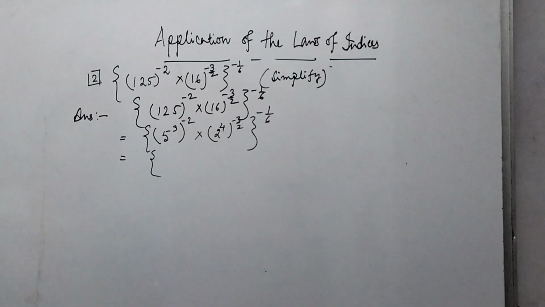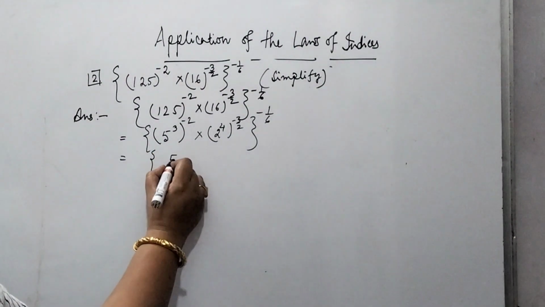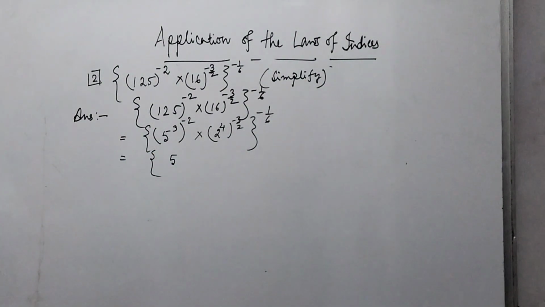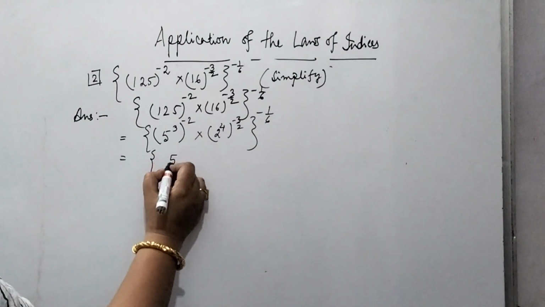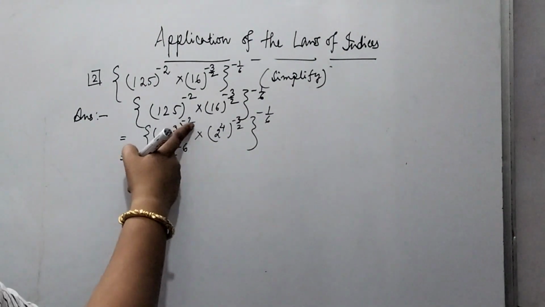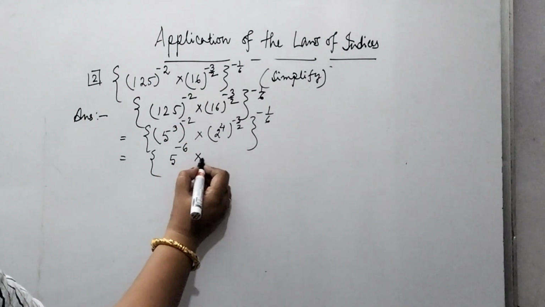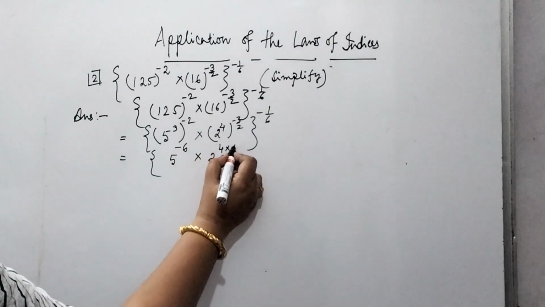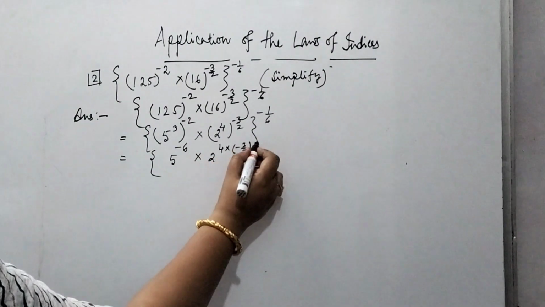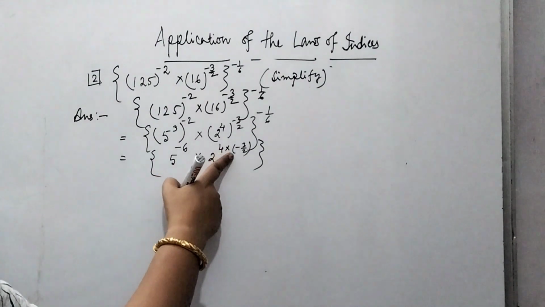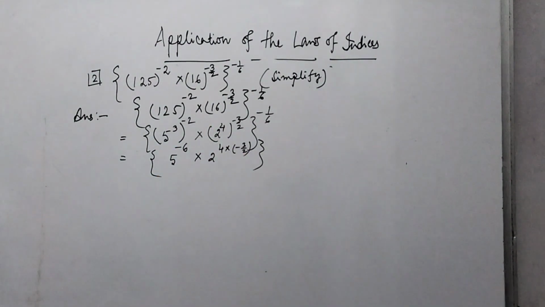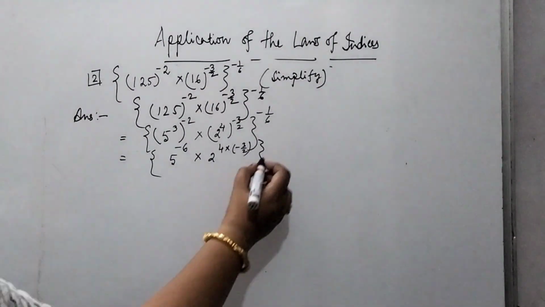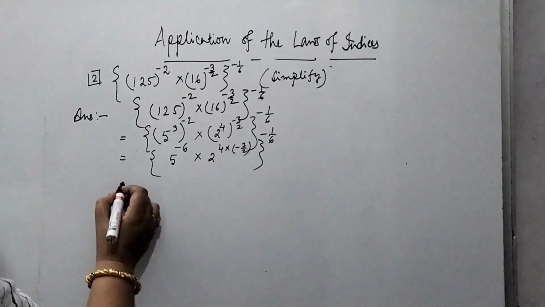Obviously, I know you all have got it, that we have to just use the law a to the power m whole to the power n equals a to the power mn. So here 5 to the power 3 whole to the power minus 2 can be represented as 5 to the power minus 6, 3 into minus 2. And here also 2 to the power 4 into minus 3 by 2. Here also we get 2 to the power 4 into minus 3 by 2. The same law, a to the power m whole to the power n equals a to the power mn, is applied. And then whole to the power minus 1 by 6.